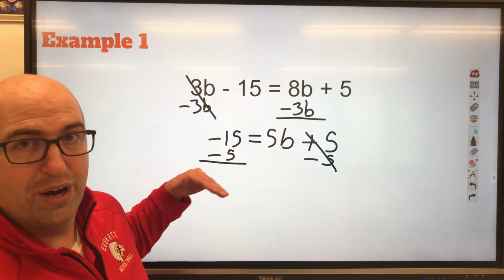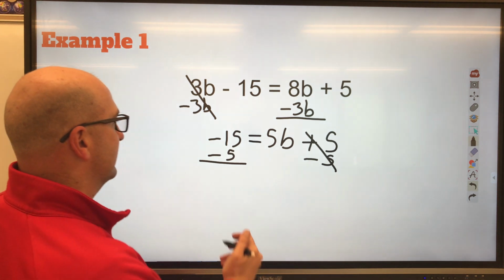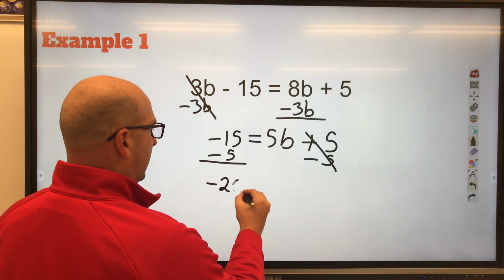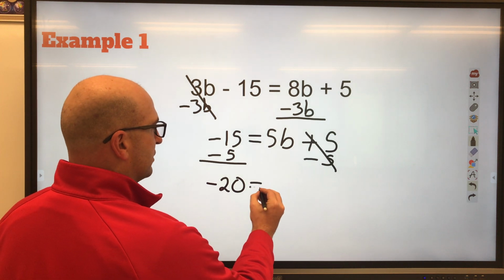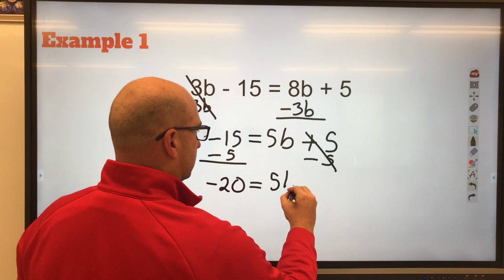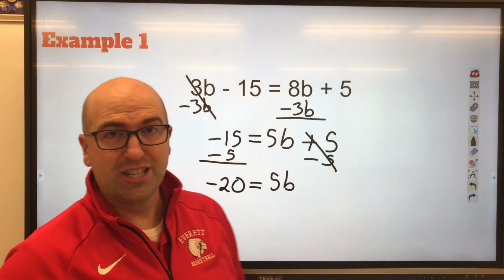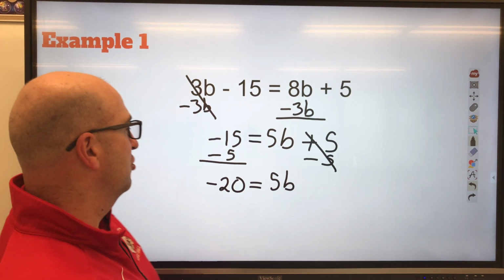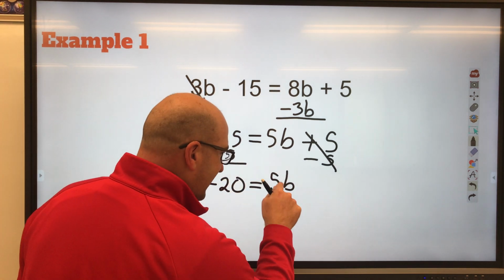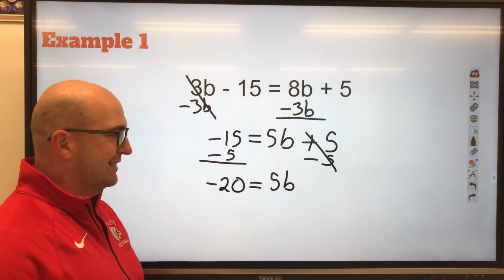So at this point, I'm ready to bring everything down to the next step. -15 minus 5 gives me -20. Bring down my equal sign and bring down my variable because that's all that's left. Hey, now I'm down to a one-step equation. It's one of the multiplication ones. -20 equals 5b. I still need to isolate b, get b all by itself.